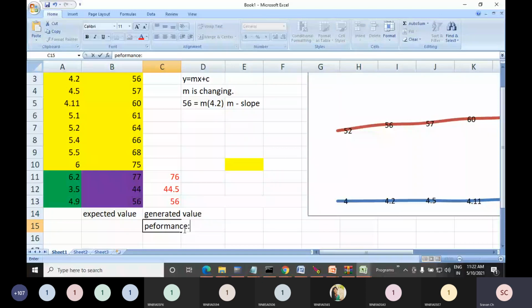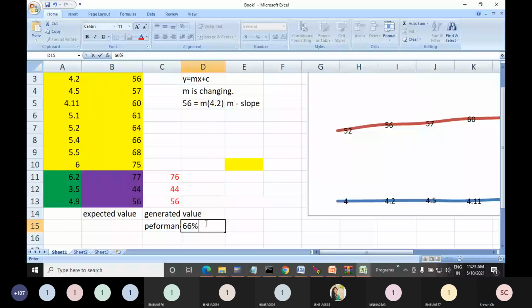Out of 3 cases, how many times did I get the exactly correct answer? I got it correct only 1 time, so performance is only 1/3, which means about 30%. Suppose I got 44 here and 56 here, and only in one case it is not the same. Then out of 3 test cases, 2 were correct, so 2/3 into 100 means 66% accuracy. Like that we can calculate and estimate the performance measure.